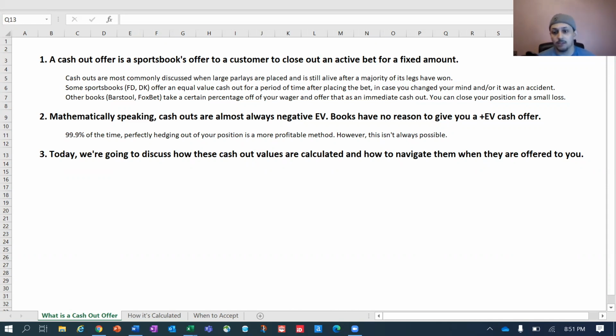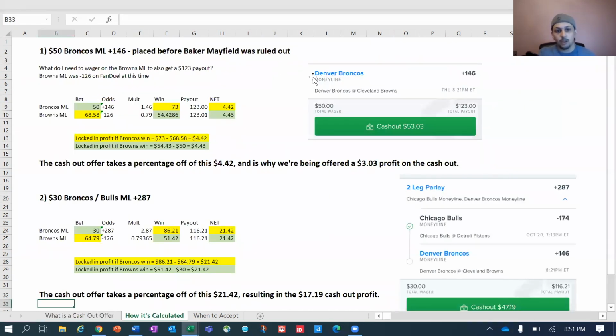So we're going to talk about how these cash out values are calculated. I'm going to keep them pretty easy examples, but you can apply this to your own bets, and how to navigate them when they're offered to you. I'm going to give you guys a couple examples of bets that I recently made.